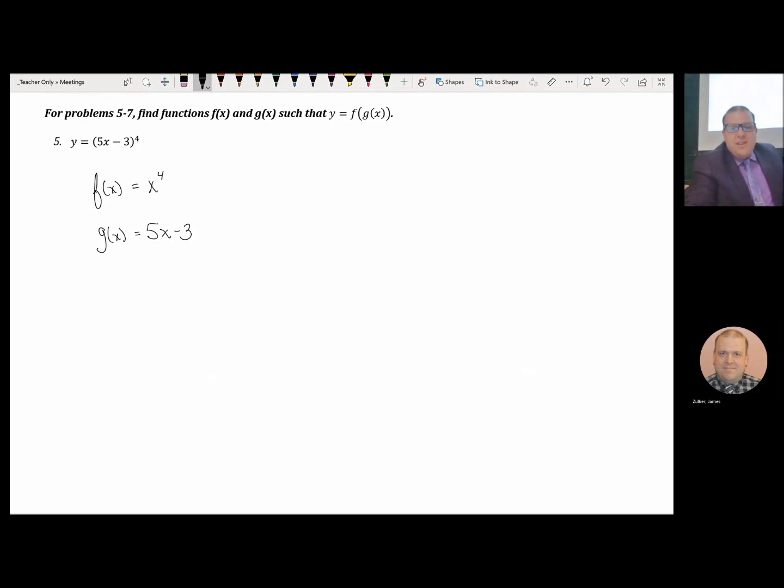So for instance, another decomposition could be f of x is x squared and g of x is (5x minus 3) squared. That would also be a valid decomposition, right? So there's more than one valid decomposition for this. Try to look at it the way that was just explained, as an outer function and an inner function, because for calculus and chain rule, that's how you're going to have to do it.